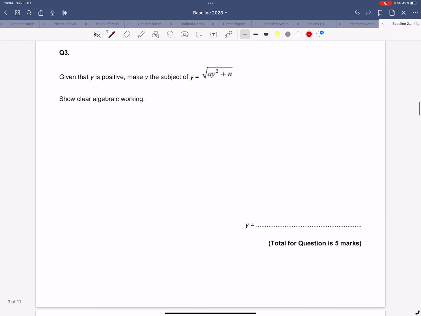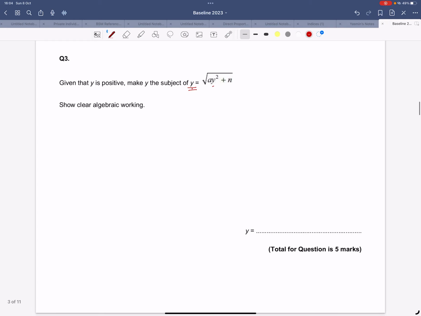Next one, for some reason people ask me, sir, why is y already the subject? How can I make y the subject? It's not already the subject because you have y inside and y outside, so it's not the subject. Therefore, if I expand the brackets, y equals square root of a y squared plus n. I need to remove the square root, so I want to remove the square root. I'm left with y squared equals a y squared plus n.